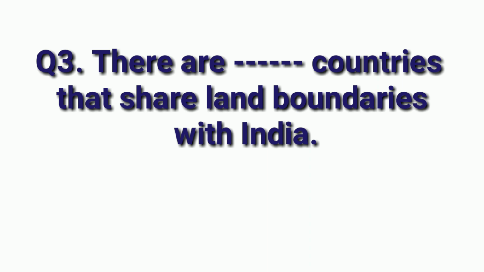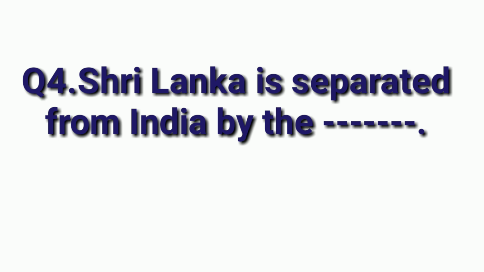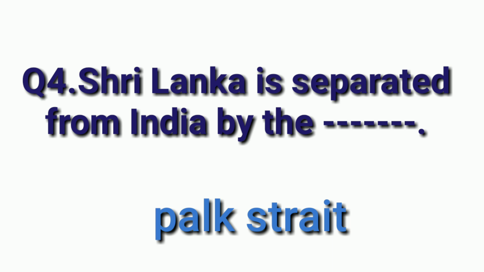Next question is there are dash countries that share land boundaries with India. How many countries are there? There are 7 countries. Next question is Sri Lanka is separated from India by the dash. Answer is Palk Strait.